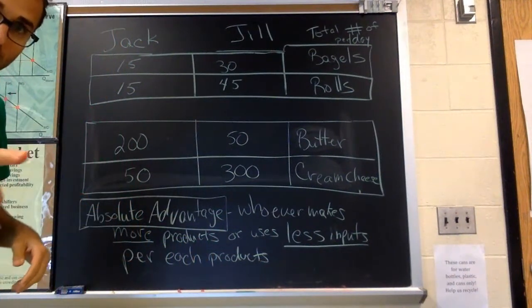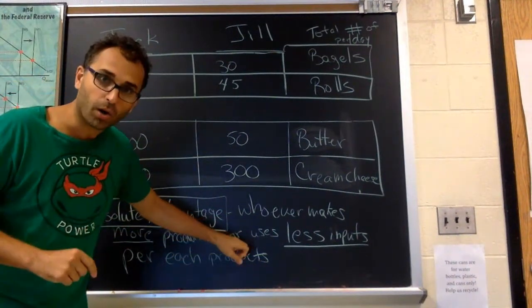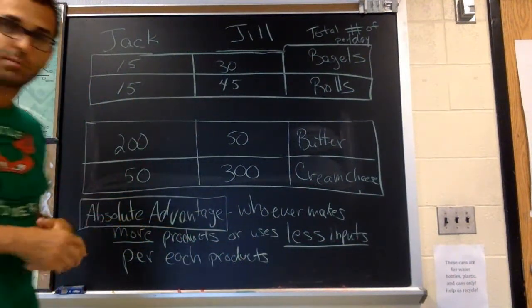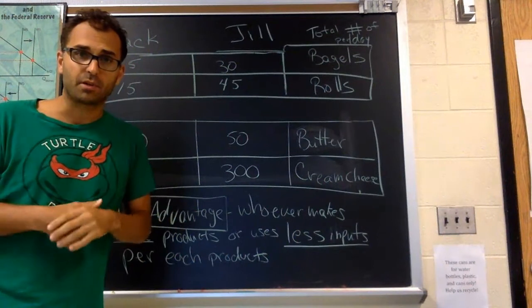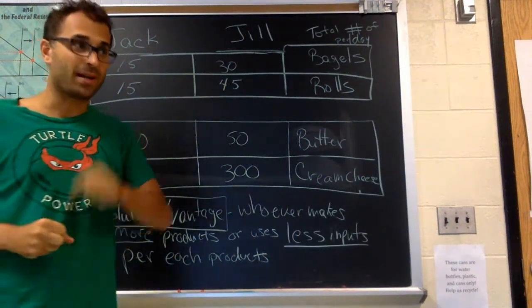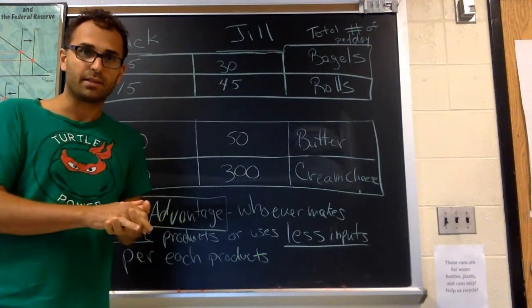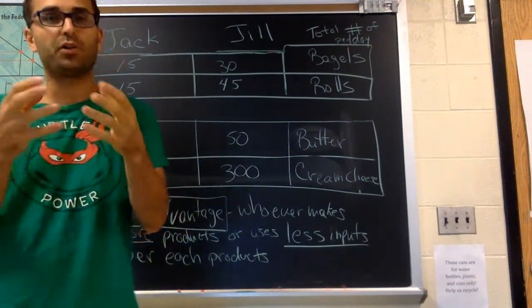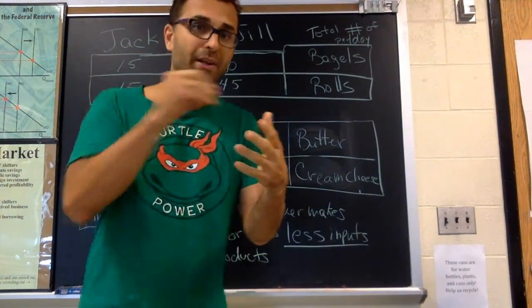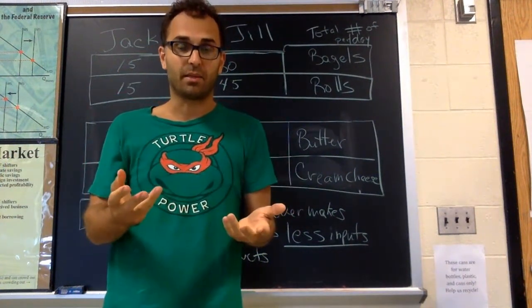The second part, though, is a little trickier. Or uses less inputs per each product. So we haven't talked about inputs or outputs yet. Whoever uses less inputs or outputs. Think about what an output is and what an input is. It's pretty simple. An output is what you get after making something, and the inputs are what you put into making a product in economics.